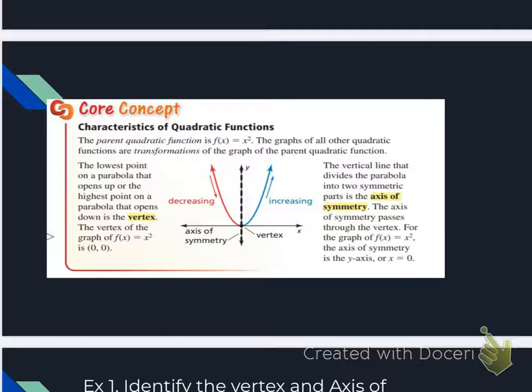We have characteristics of a quadratic function. You have your vertex, which is the very bottom point or very top point, depending on which direction your quadratic function is facing, so the parabola going up or down. This has a vertex of 0, 0 in this one. You have an axis of symmetry. The axis of symmetry goes straight through the vertex, and if you folded the graph on top of itself, they would lay exactly on top of each other.